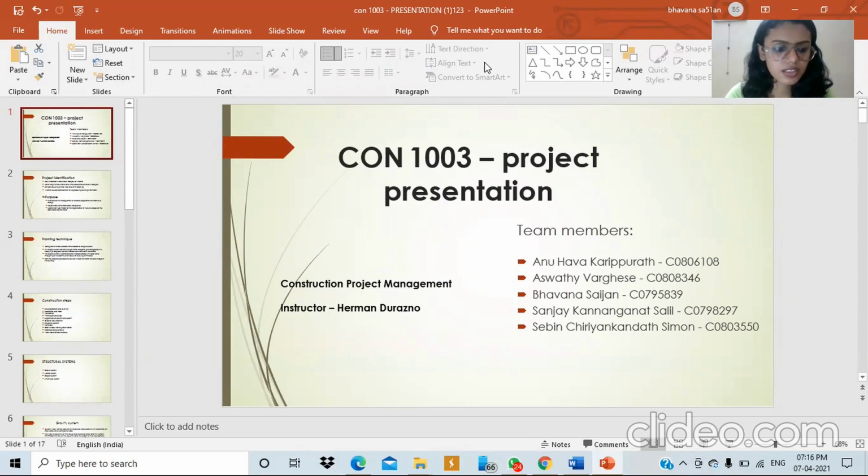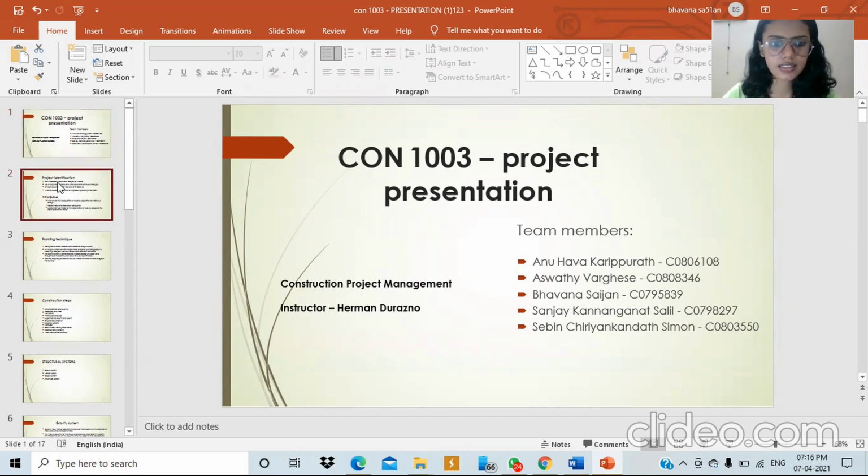Today, our team is analyzing different construction methods and materials that have been used in building construction. And our team members are Anu Hava, Ashwati Verghese, myself, Bhavana Saijan, Sanjay Salal, and Sebin Simon.